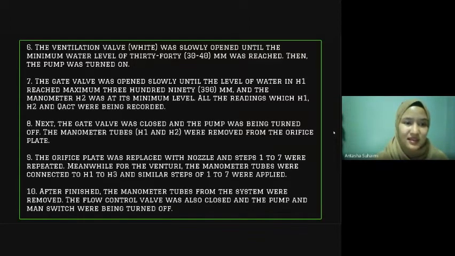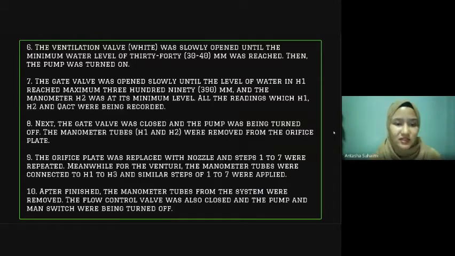Next, the gate valve was opened slowly until the level of water in H1 reached maximum 390 millimeter and the manometer H2 was at its minimum level. All the readings, which are H1, H2, and Q, were recorded. Next, the gate valve was closed and the pump was turned off. The manometer tubes, which are H1 and H2, were removed from the orifice plate. Next, the orifice plate was replaced with nozzle, and steps 1 to 7 were repeated.